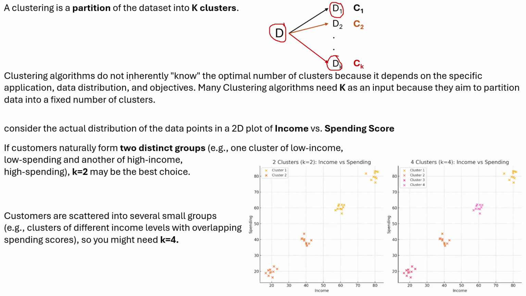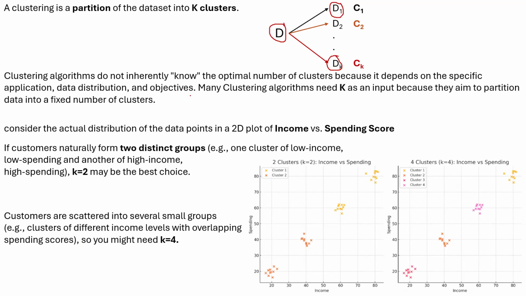Clustering algorithms do not inherently know the optimal number of clusters. As we already discussed, clustering algorithms will not know about the optimal number of clusters. When you pass a data set to a clustering algorithm, you also have to specify how many clusters you need. It cannot inherently know the optimal number, because it depends on the specific application, data distribution, and objective. It depends on your business use case.